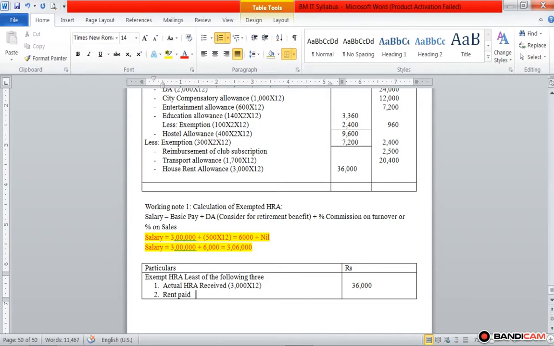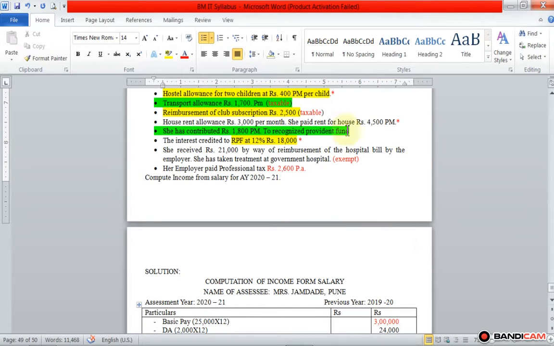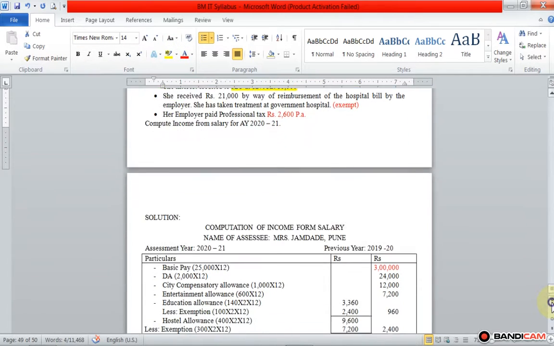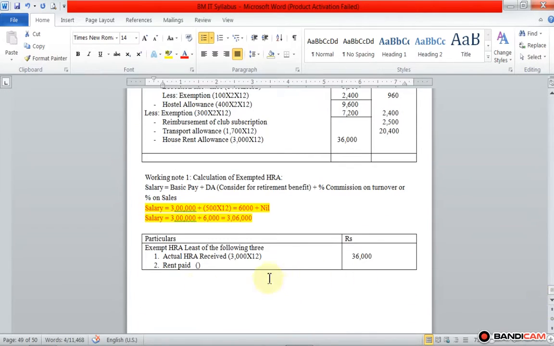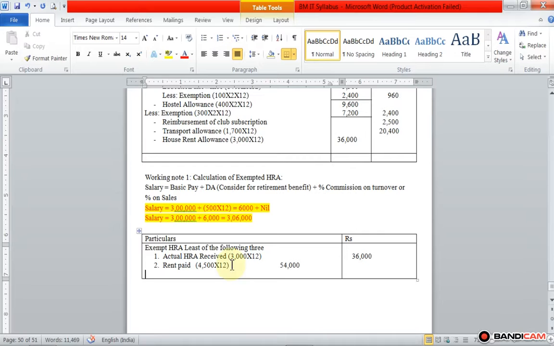Then the second point is rent paid. So rent paid by the assessee is given in the problem. Mrs. Jamdade has paid a rent of house amounting to rupees 4,500 per month. So this 4,500 is taken into consideration here. 4,500 multiplied by 12, we get 54,000 in the inner column.